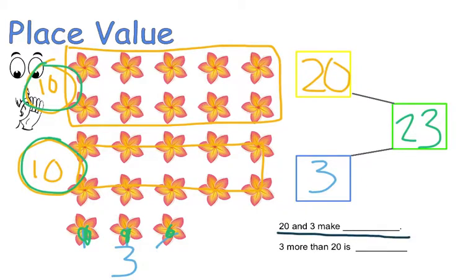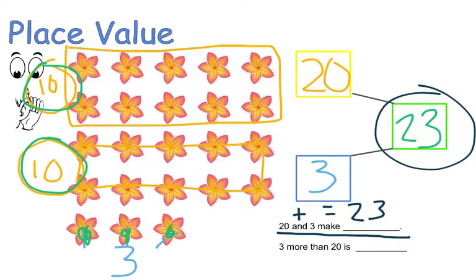So what does that mean? 20 and. What is the and also? What's and? Plus, good. And what does make mean? Equals. So 20 and 3 make 23.